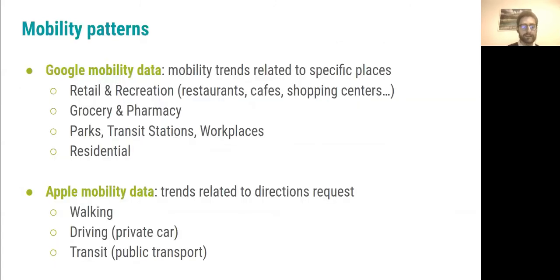The Google data set provides the percentage changes in visits and length of stay in places like grocery stores, transit stations, bus and trains, obviously, parks, workplaces, and residential areas within a certain geographic area. The Apple dataset collects three types of mobility information. In other words, driving, walking, and transit.